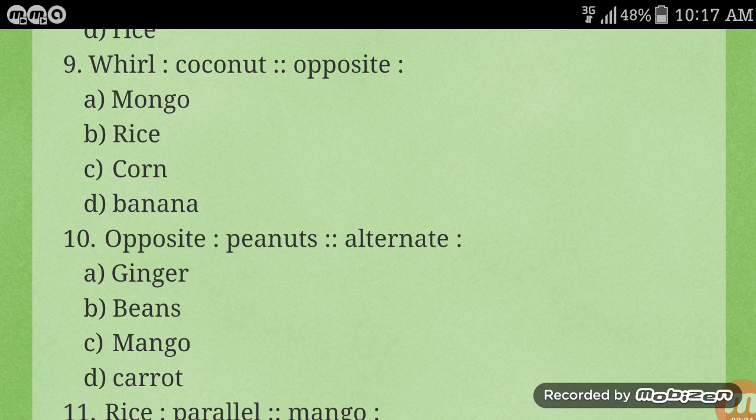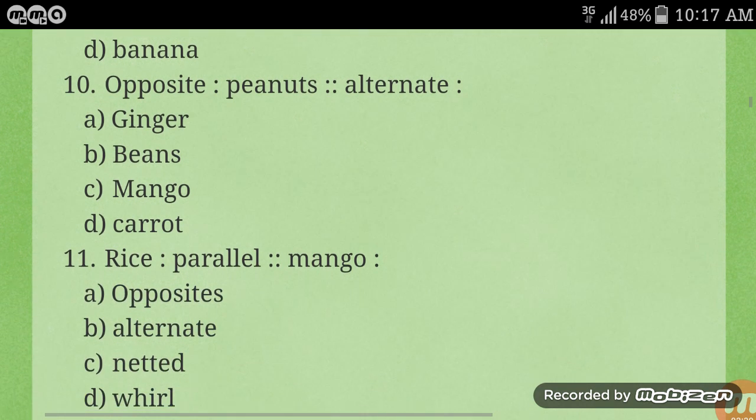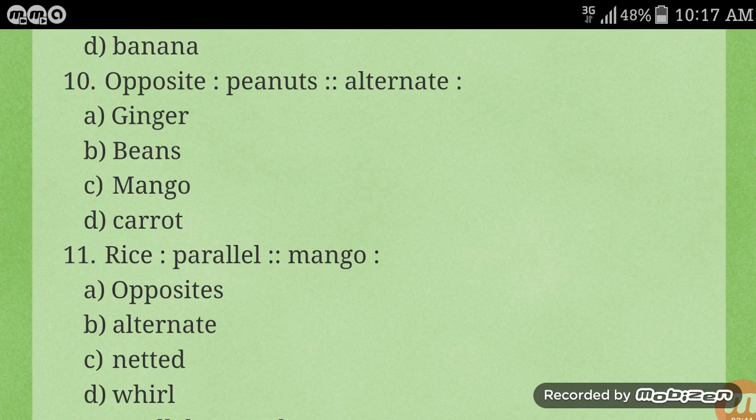And not mango, it's mongo. I'm sorry. Mongo beans have opposite leaves, because when you see the bean sprouts, there are two cotyledons on opposite sides. So that means they're opposite. Okay? Next opposite example is peanut, and alternate example is beans, mango, carrot, ginger. So it's ginger.